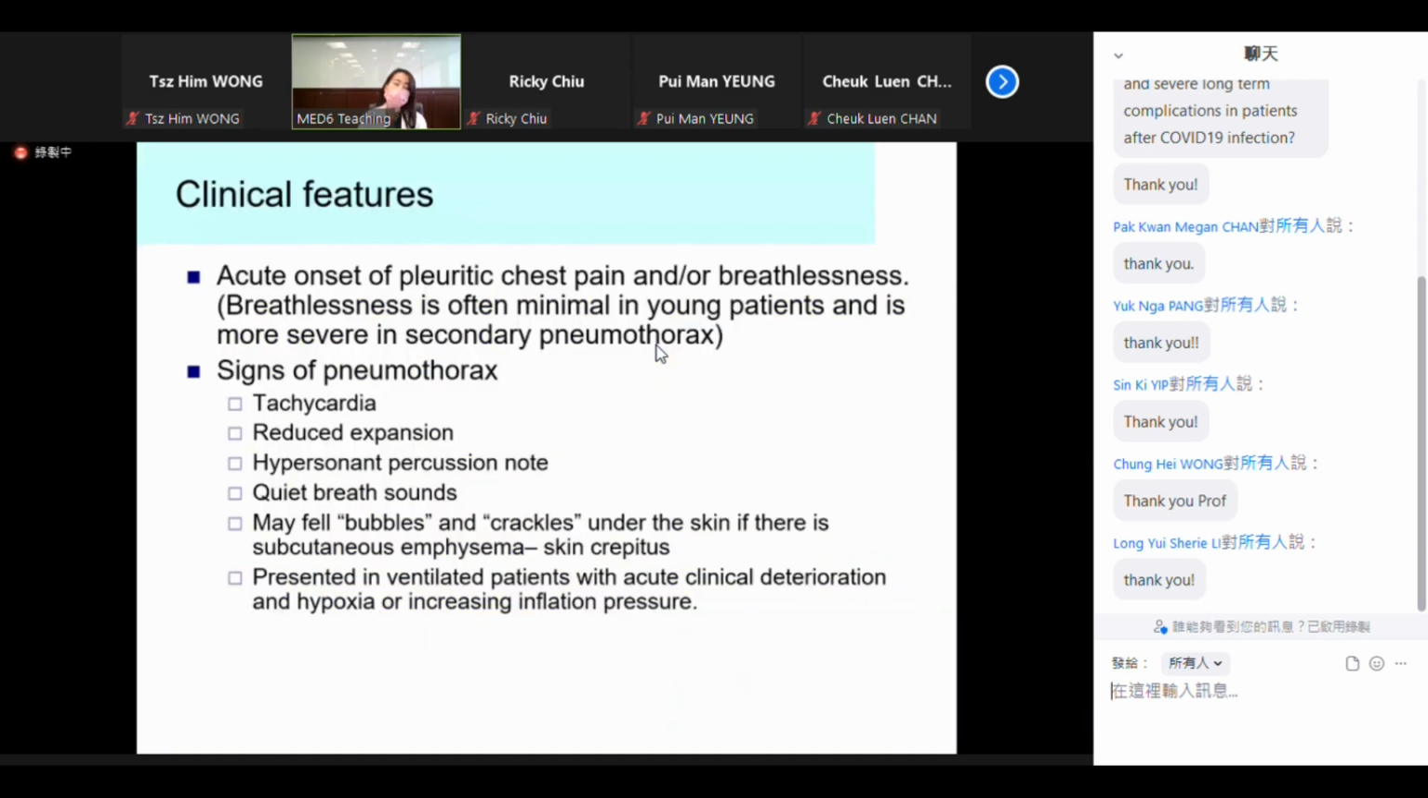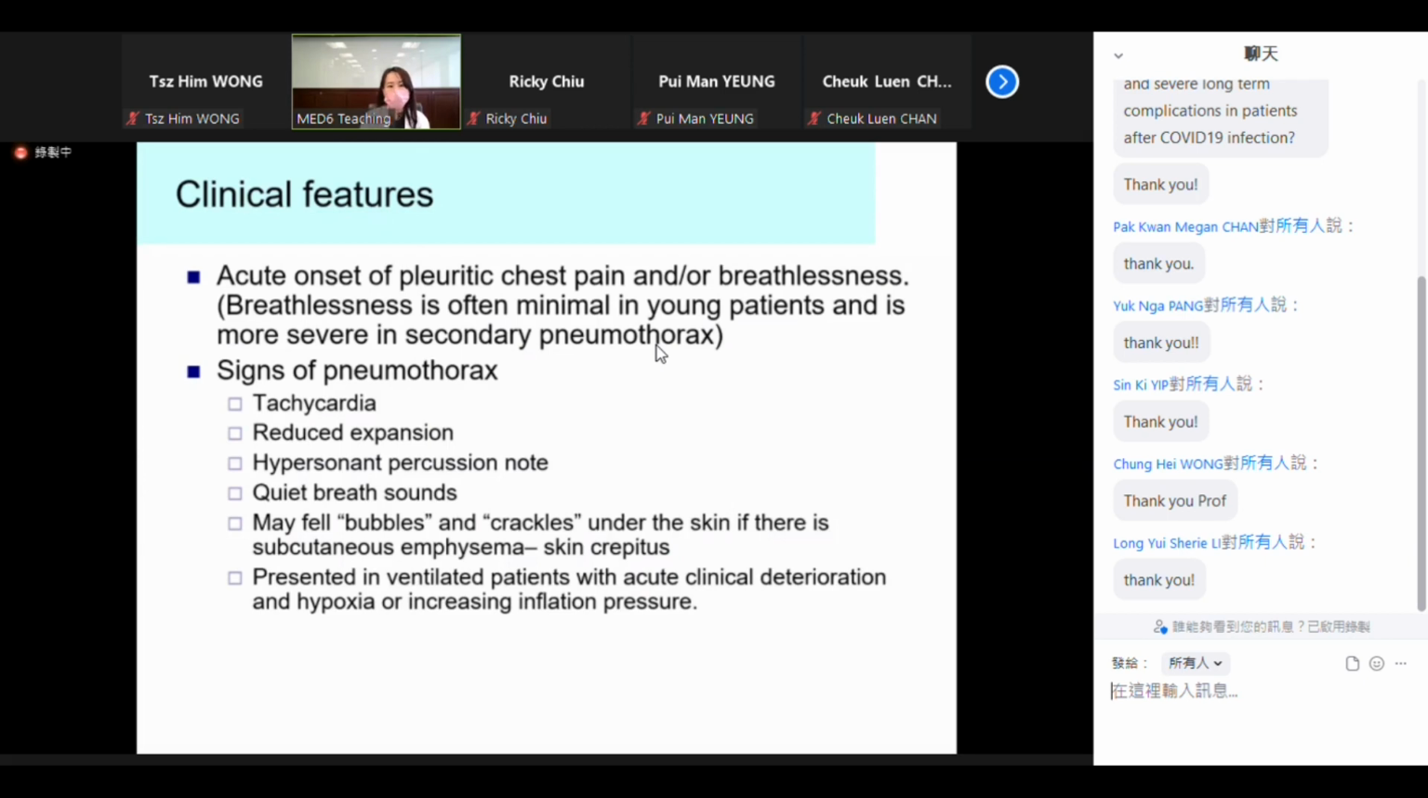So how do they present if they have pneumothorax? That is a very typical presentation of acute onset of chest pain and also shortness of breath. The patient can tell you, like, now at 11 o'clock, suddenly I feel right-sided chest pain, and then associated with breathlessness. So this is a typical presentation of pneumothorax.